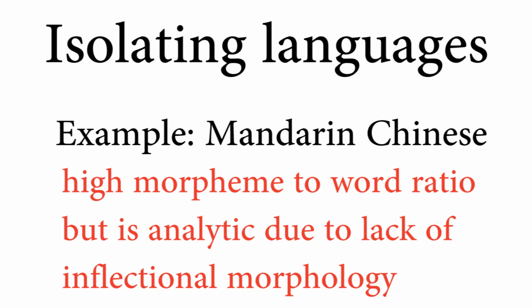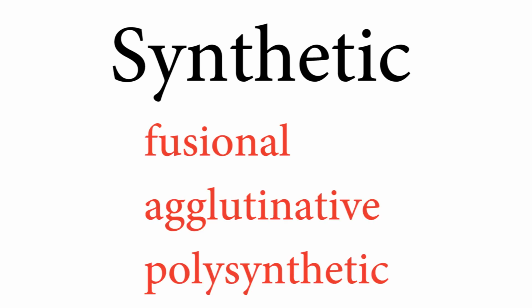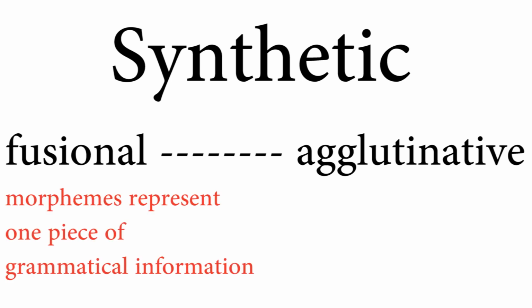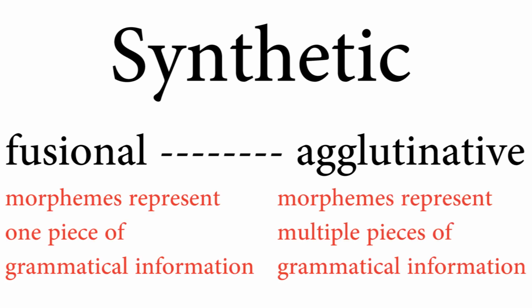Within the category of synthetic morphology, we find the denominations of fusional, agglutinative, and polysynthetic. It's important to note that agglutinative and fusional languages are two opposite ends of a continuum, determined by whether or not a single morpheme can represent just one or multiple pieces of grammatical information, respectively. Many languages fall somewhere in the middle, not at either end.